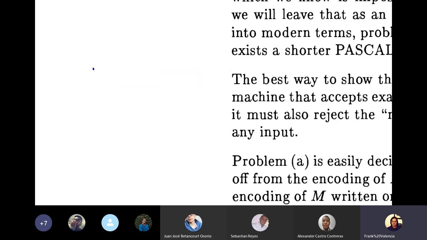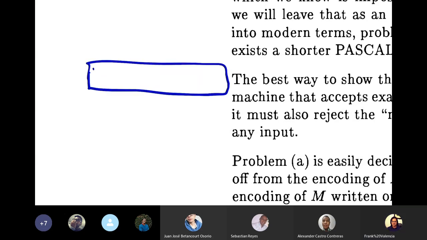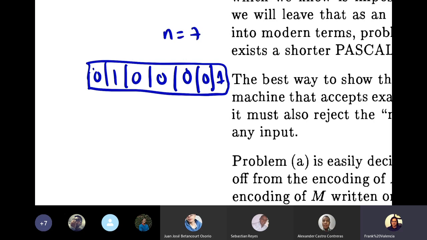That's actually a good question. 0, 1, 0, 1, 0, 1, 0, 1, 0, 1. Okay. So this has how many? 1, 2, 3, 4, 5, 6, 7. So this is of size 7. So then it was 7 here.